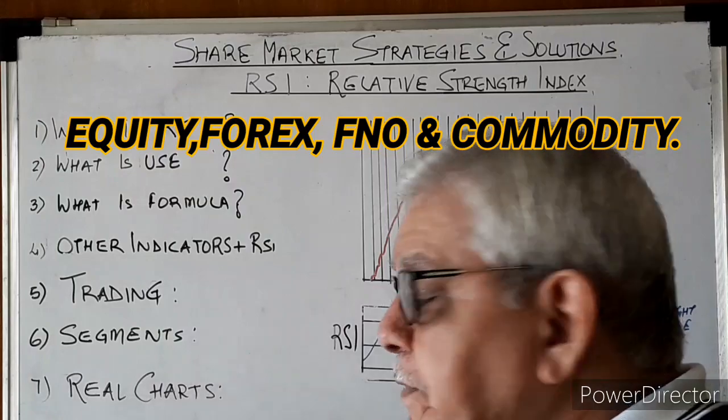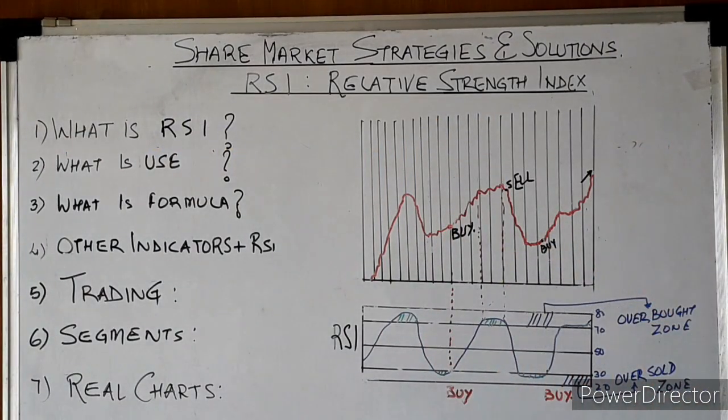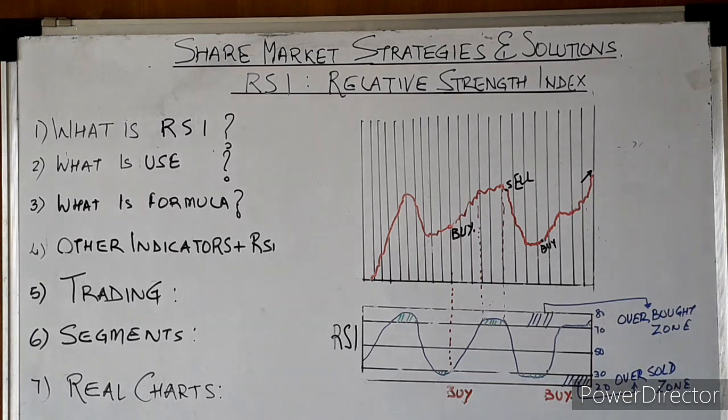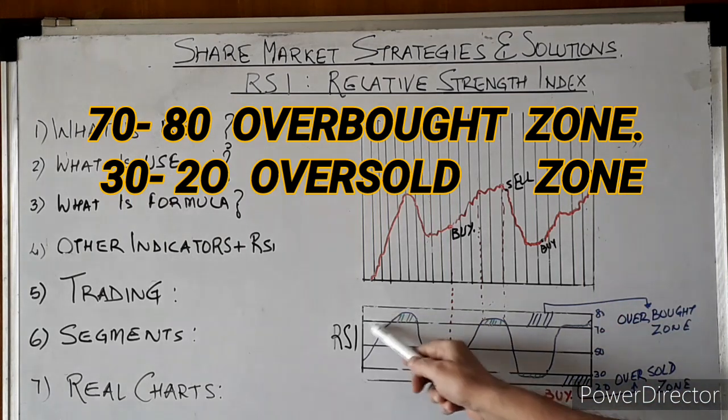Then friends, before seeing the real chart, let us understand what this RSI is. This is the price movement of a share which I have randomly taken. Here this is RSI, it moves between 0 and 100. Between 70 and 80 it is known as overbought zone, and between 20 and 30 it is known as oversold zone. These are actually the zones.